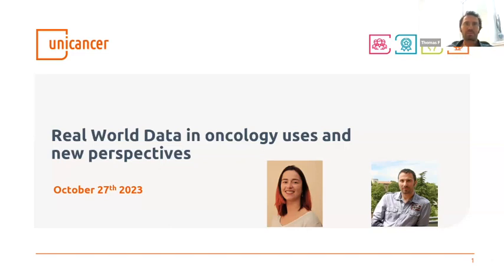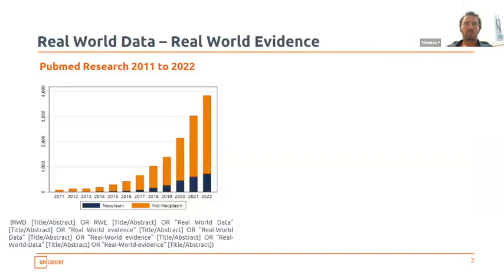In a recent LinkedIn post, ESMO reveals that 50% of all submissions at last ESMO were real-world studies. We conducted a rapid PubMed research to identify publications containing real-world data or real-world evidence within the title or abstract. These terms start to appear in 2017. The number of publications has rapidly increased between 2020 and 2022. This was verified for both oncology and non-oncology publications.